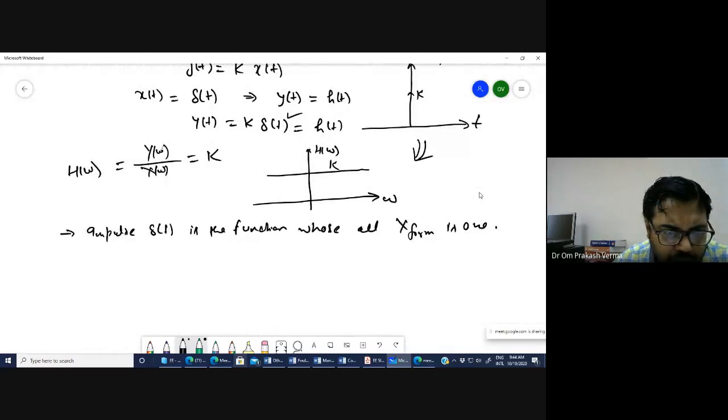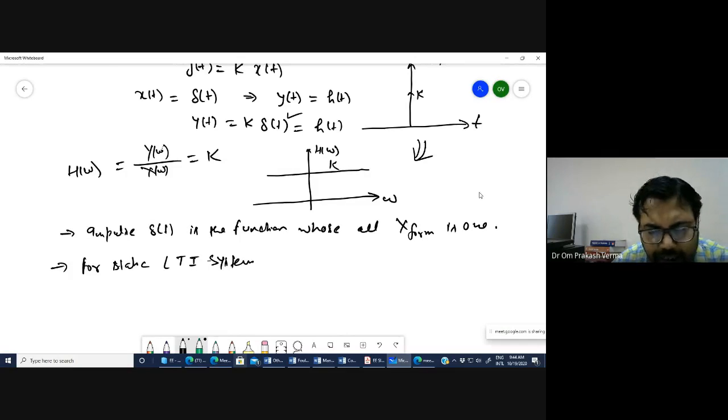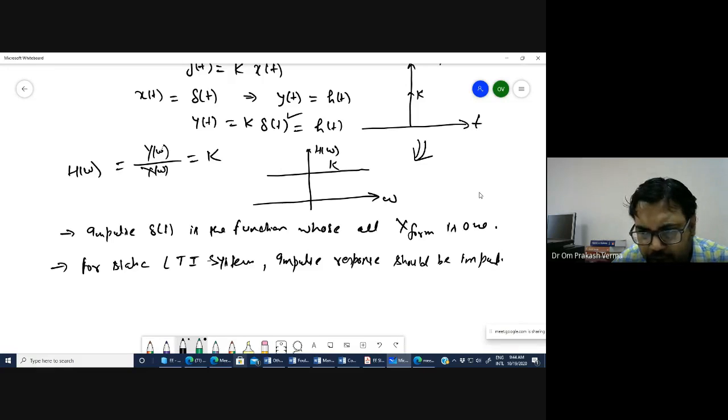And for a static LTI system, the impulse response should be an impulse at the origin. Yes or no? In the time domain, you can see that for the LTI system, the impulse response should be an impulse at the origin.